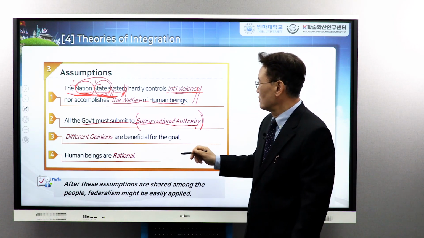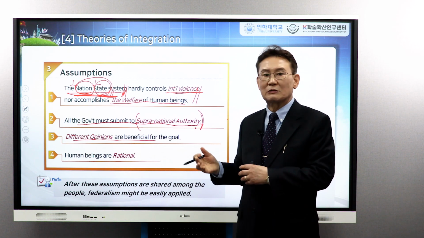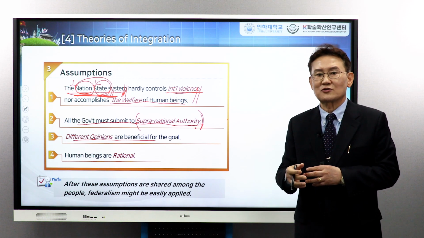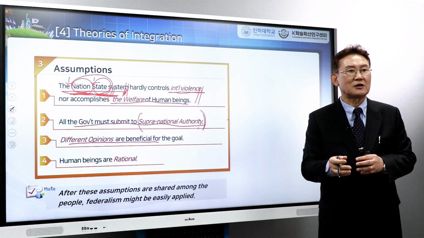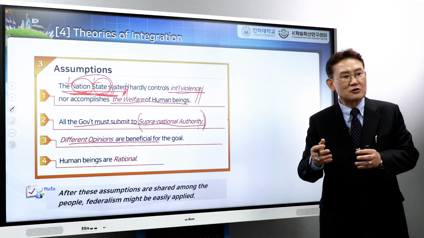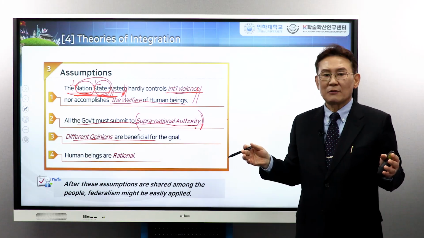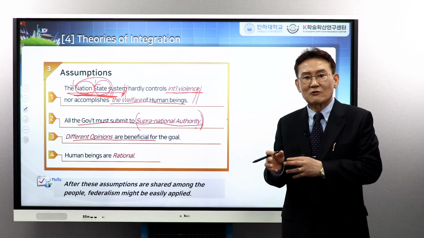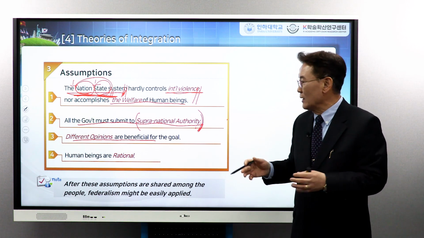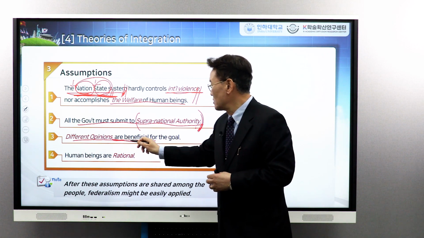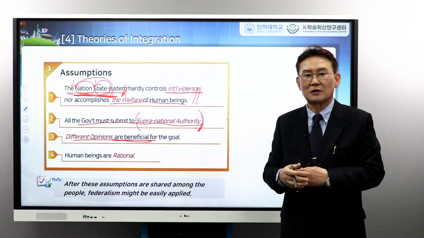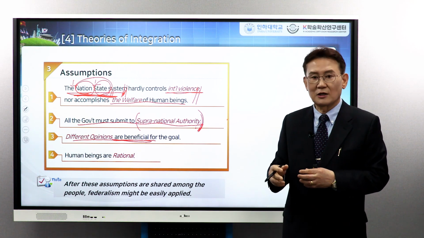The third assumption is that different opinions are beneficial for the goal. When you discuss federalism or a federal state, there are so many people talking about so many different things for their own interest. Different people, different groups, different professions, different religions, whatever you name it. They talk about all the different opinions about federalism, one supranational authority, but you have to consider that those different opinions are beneficial for the goal. This is what democracy is all about. Different opinions are very good for the process of making the federal government.